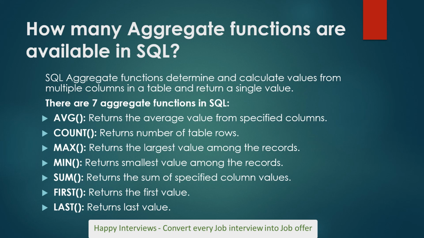So what are the functions? Average, count, max, min, sum, first and last. I think it's very clear from the names only. Average will give the average. Count will give the number of rows in the table. Max will give the largest value. Min will give the minimum value. Sum will give the sum of specified column values. First will give the first value. Last will give the last value.